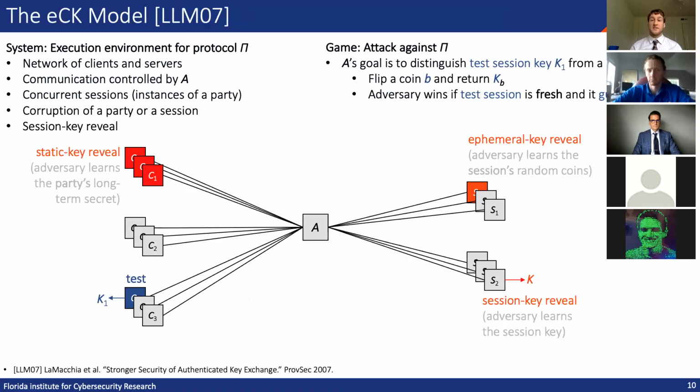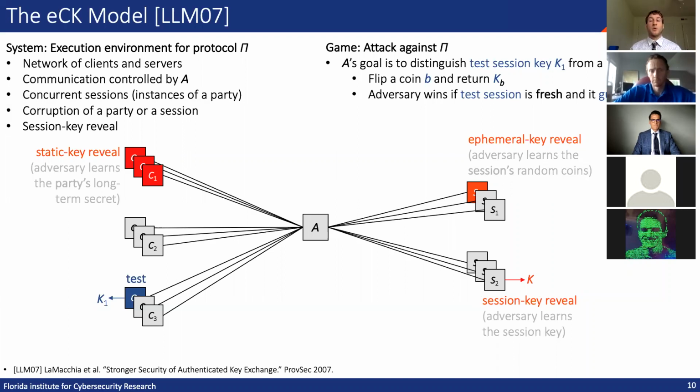So to formalize this, the experiment defines an oracle that performs the following procedure. It flips a coin, and if the coin comes up heads, then it returns the key output by some test session chosen by the adversary. Otherwise, it chooses a key at random and returns that instead. Now, the adversary wins if it correctly guesses the outcome of the coin flip based on the key returned by the oracle. And that's how we formalize what the adversary learns about a particular session key.